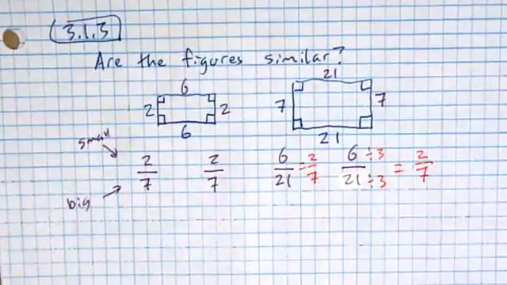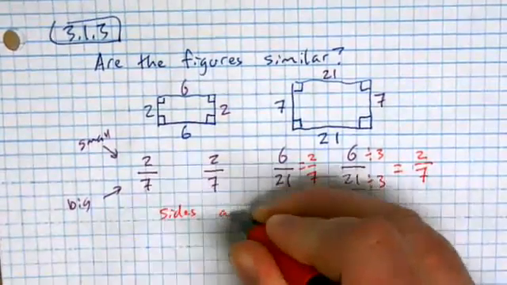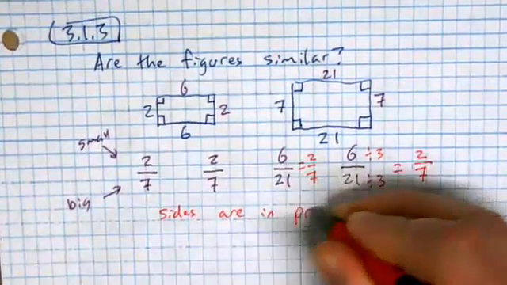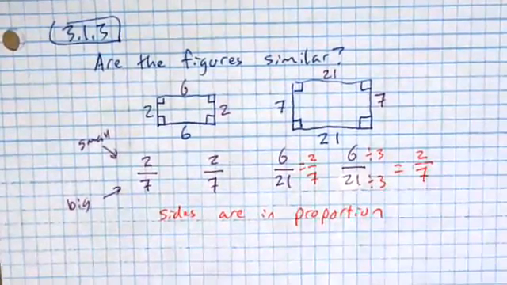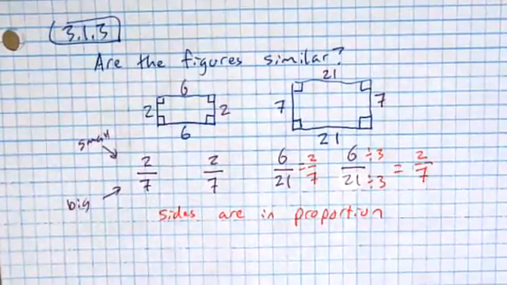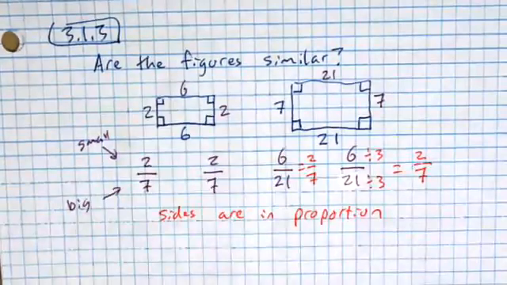So are the sides in proportion? Yes, so let's write that down. Sides are in proportion. When we say the sides are in proportion, that means when we made ratios out of all of our sides, we ended up with the exact same fraction for every single pair of sides. Now that's not enough. The other thing we need for similarity is for all of the angles to match up.